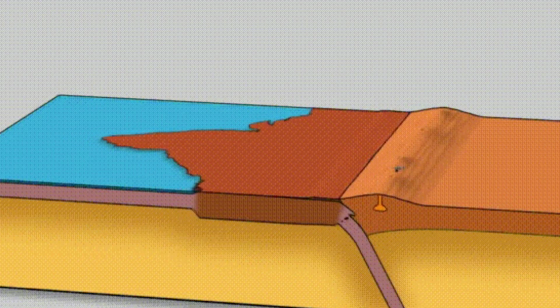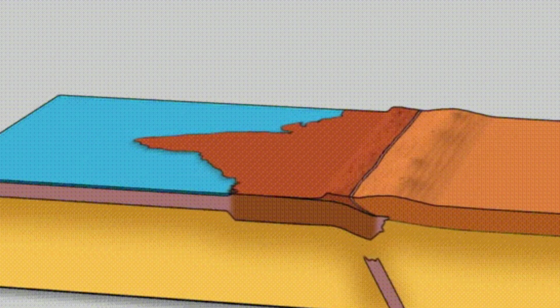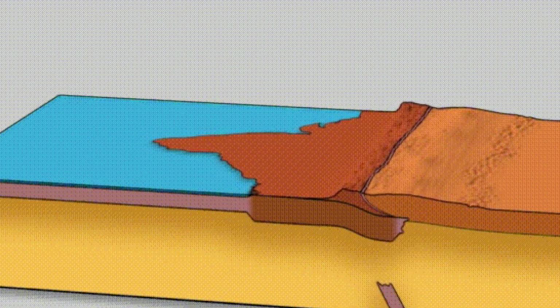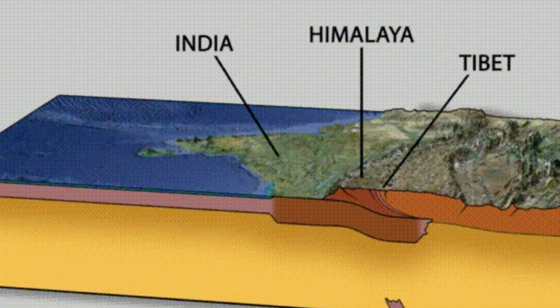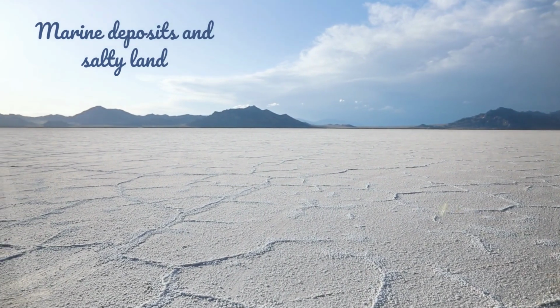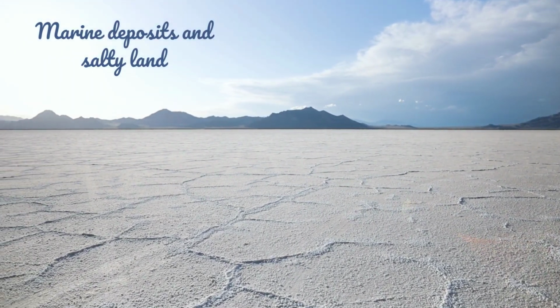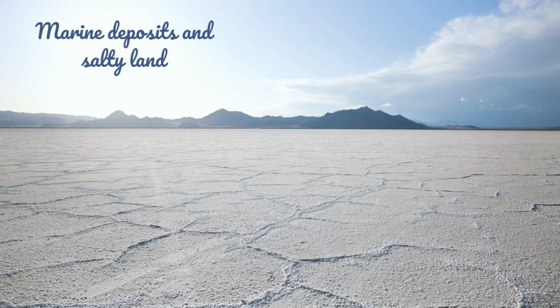Later, when the Indian plate collided with the Eurasian plate, the Himalaya rose, and the sea started to move back and slowly disappeared. What remained was flat, salty land, traces of which can still be seen today.